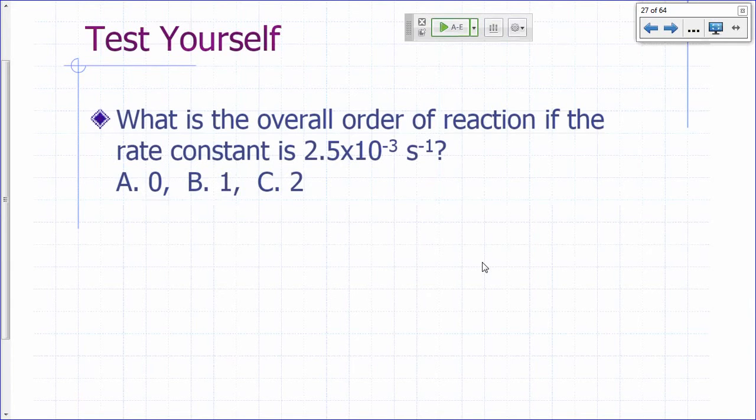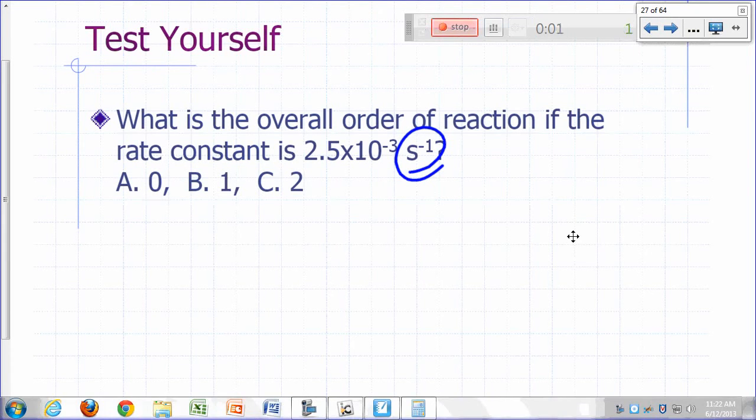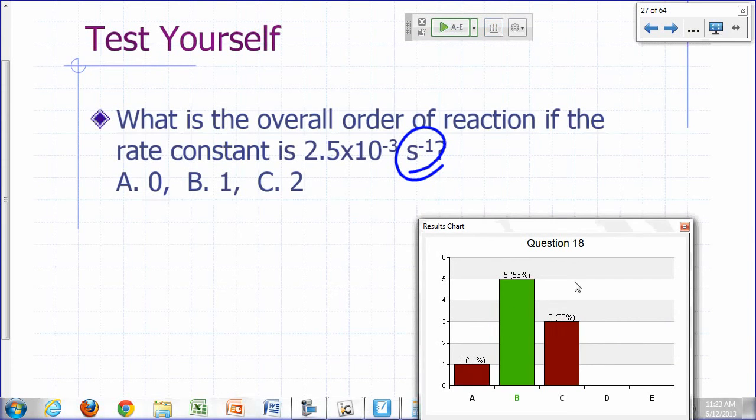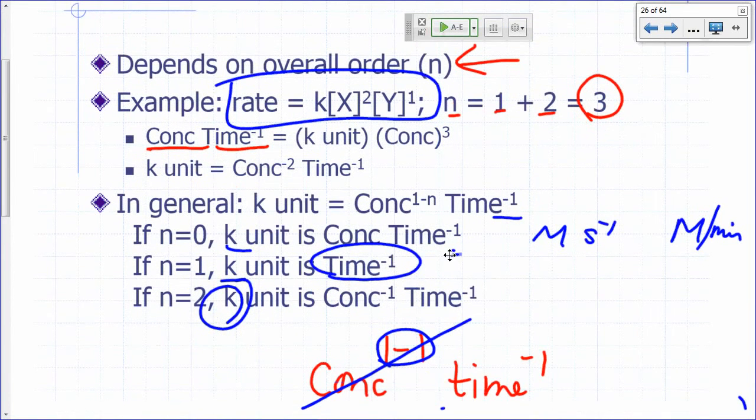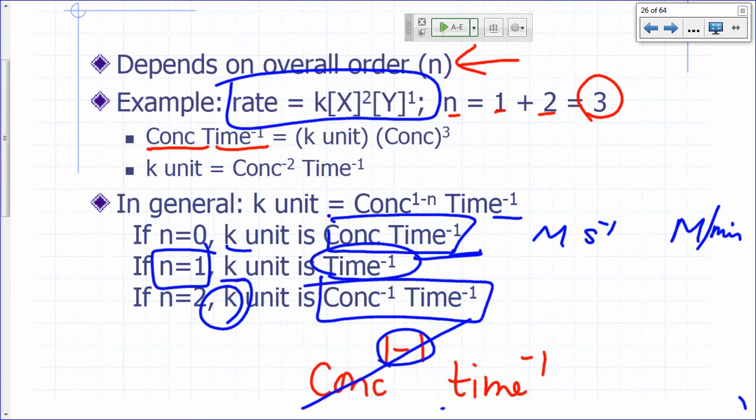So let's look at this one. What is the overall order of reaction if the rate constant is 2.5 times 10 to the negative 3 per second? You're given the unit for the rate constant. Ready? First order. You go back and see: if it's just per unit time, it's first order. If it's concentration per unit time, it's zero order, just like rate. If it's per concentration per unit time, the overall order is second order.